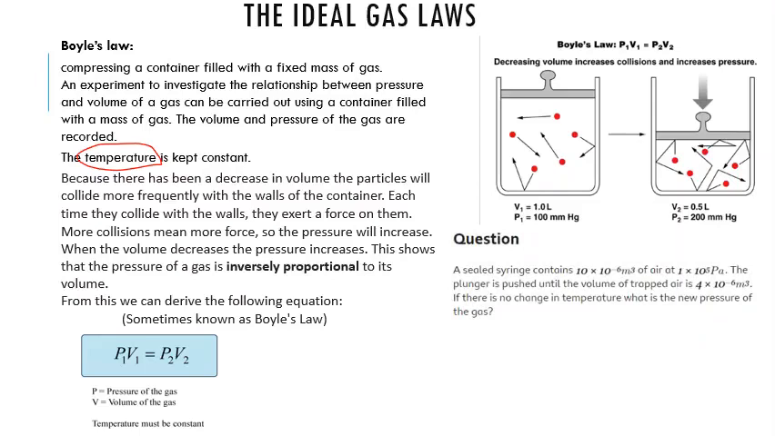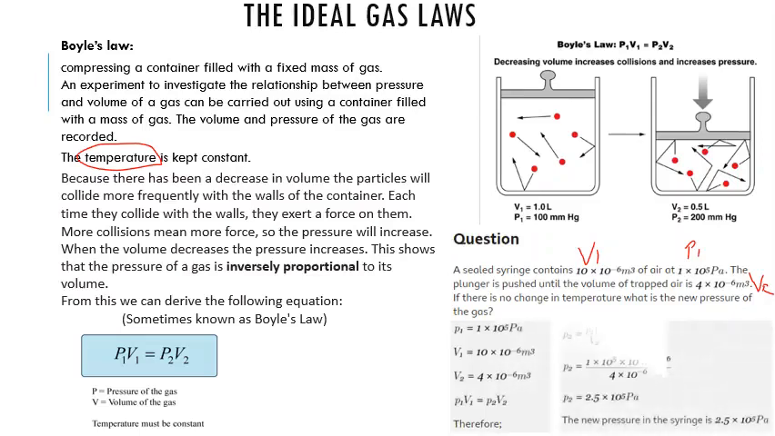Here is the same thing. We have V1, we have P1, and here is V2. We are asked to find the new pressure, so we're going to use P1V1 equals P2V2, and that's quite easy. You just find the new pressure is 2.5 times 10 to the power of 5 Pascal.